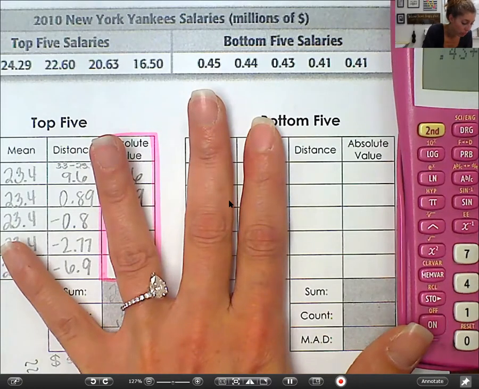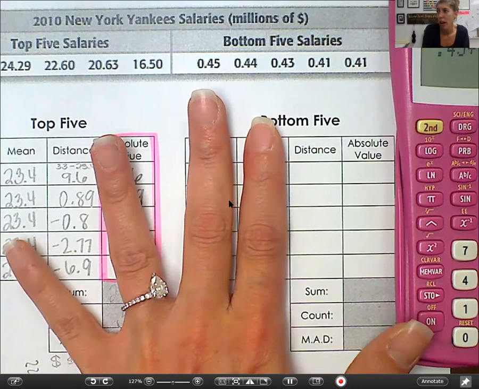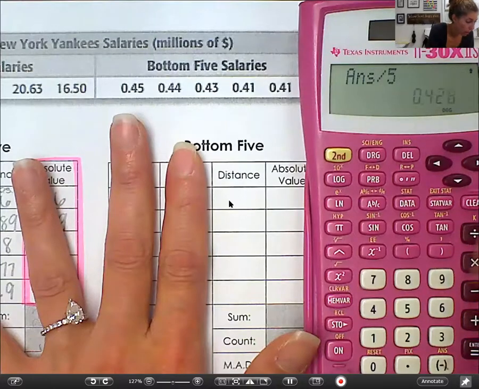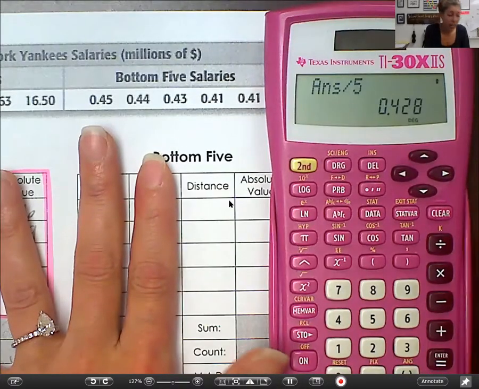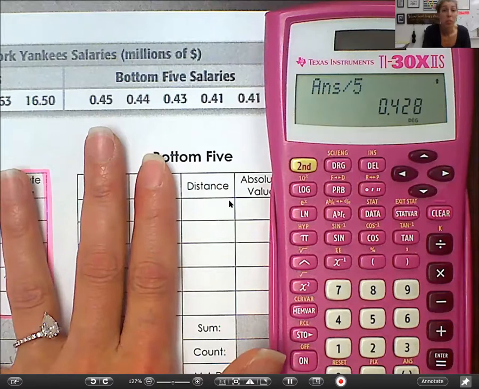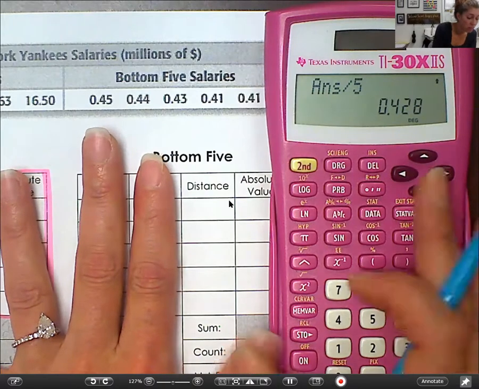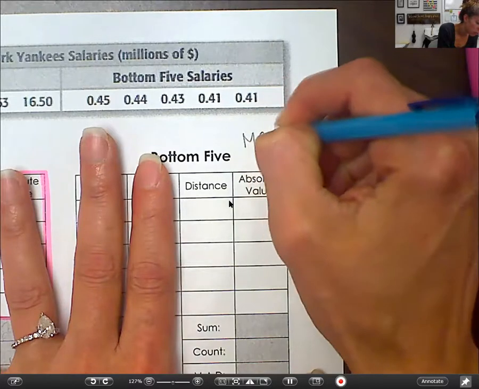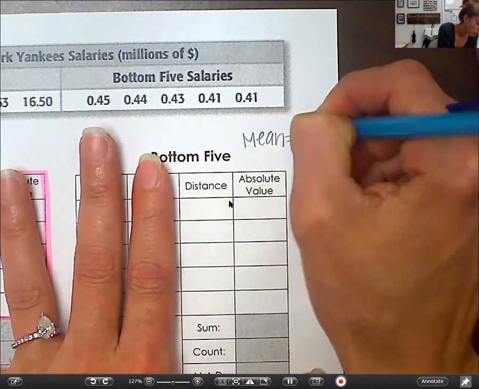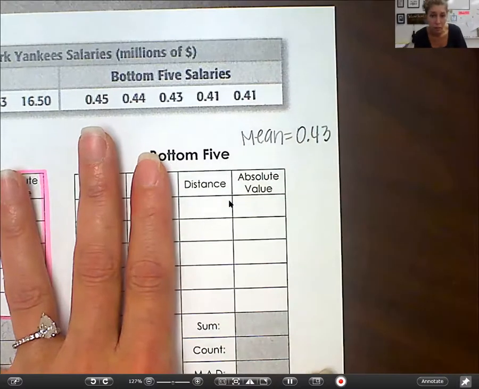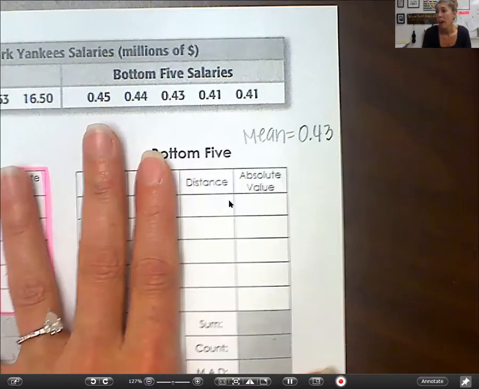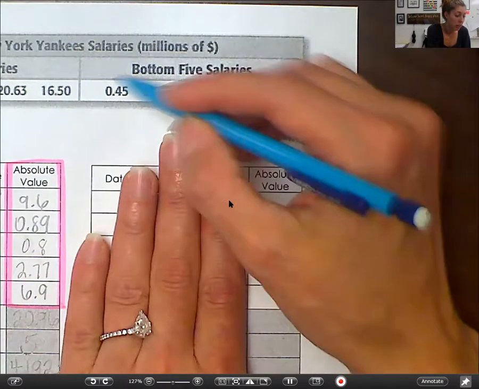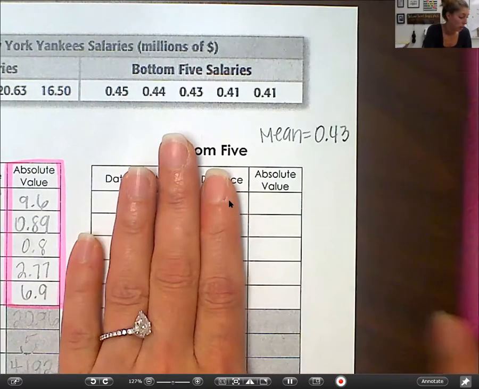3.41. Okay. So I have my average. I divided the sum of everything by 5 and got 0.428. So I'm going to go ahead and just round that to 0.43. Don't worry about rounding on your homework. It won't be needed. Okay. So I have my mean. Now I'm not even going to fill in the distance column. I'm going to go straight to the absolute value column.